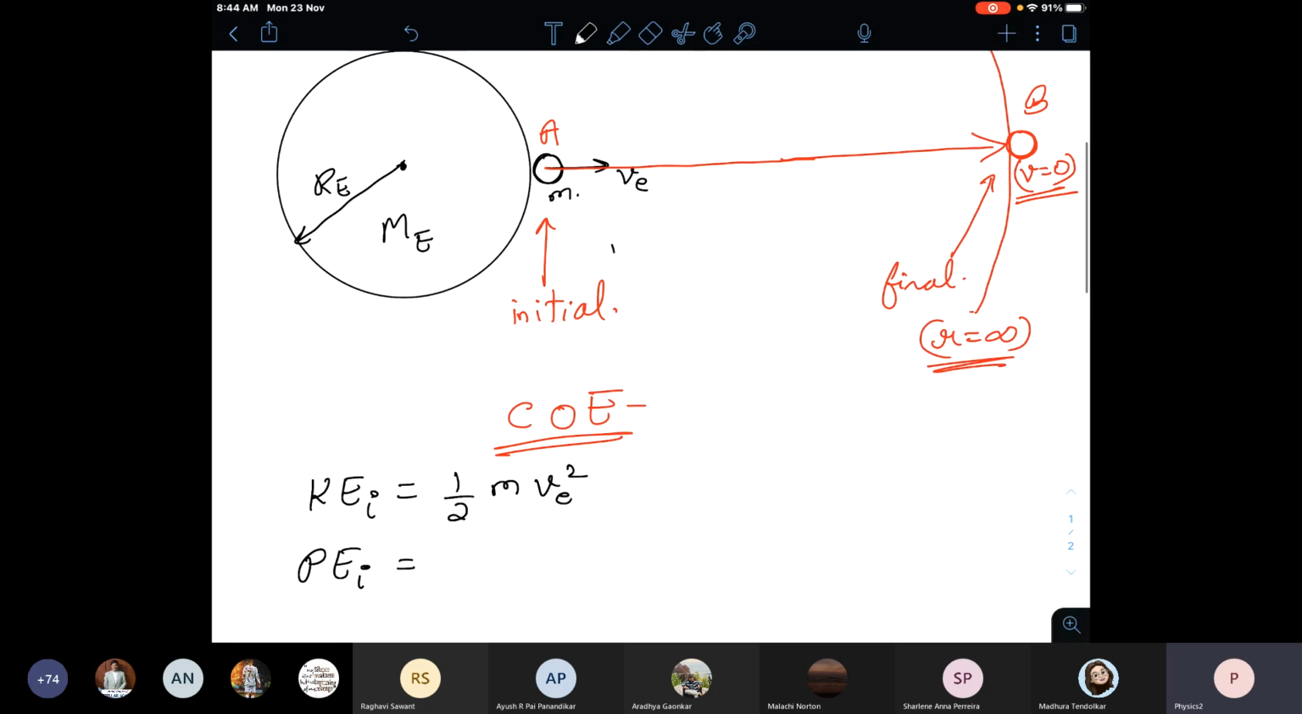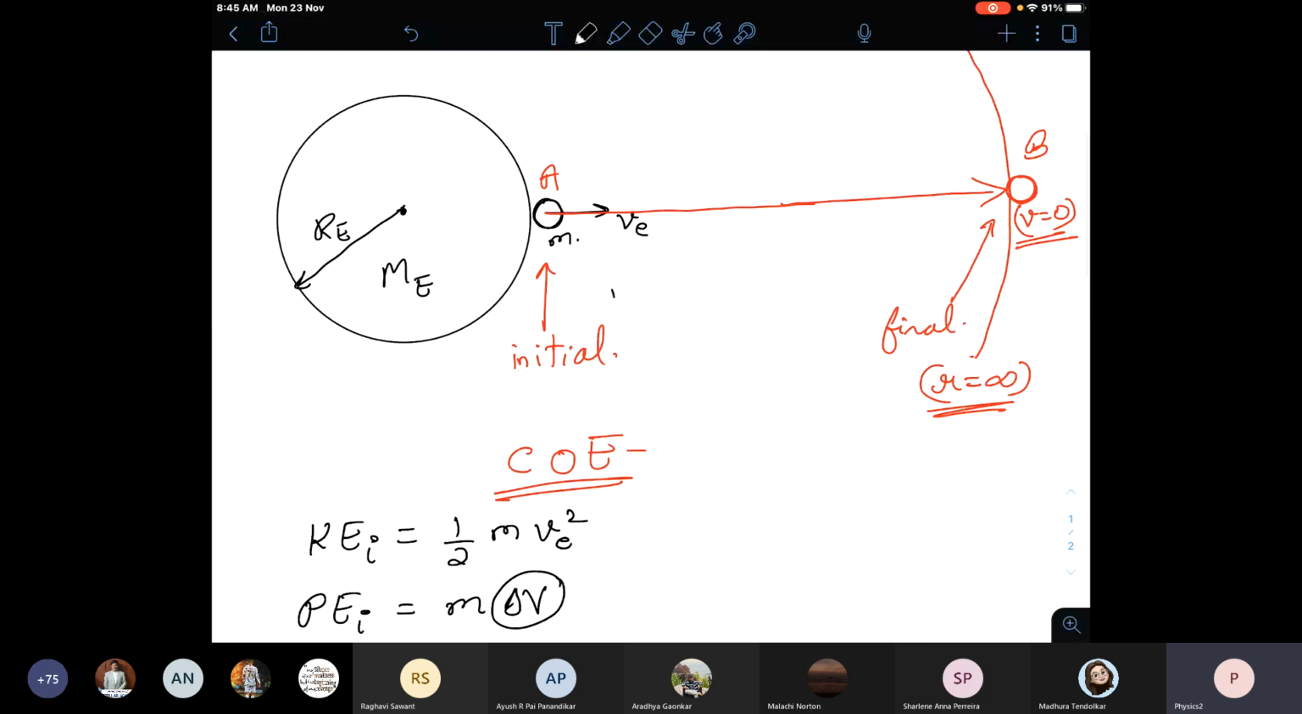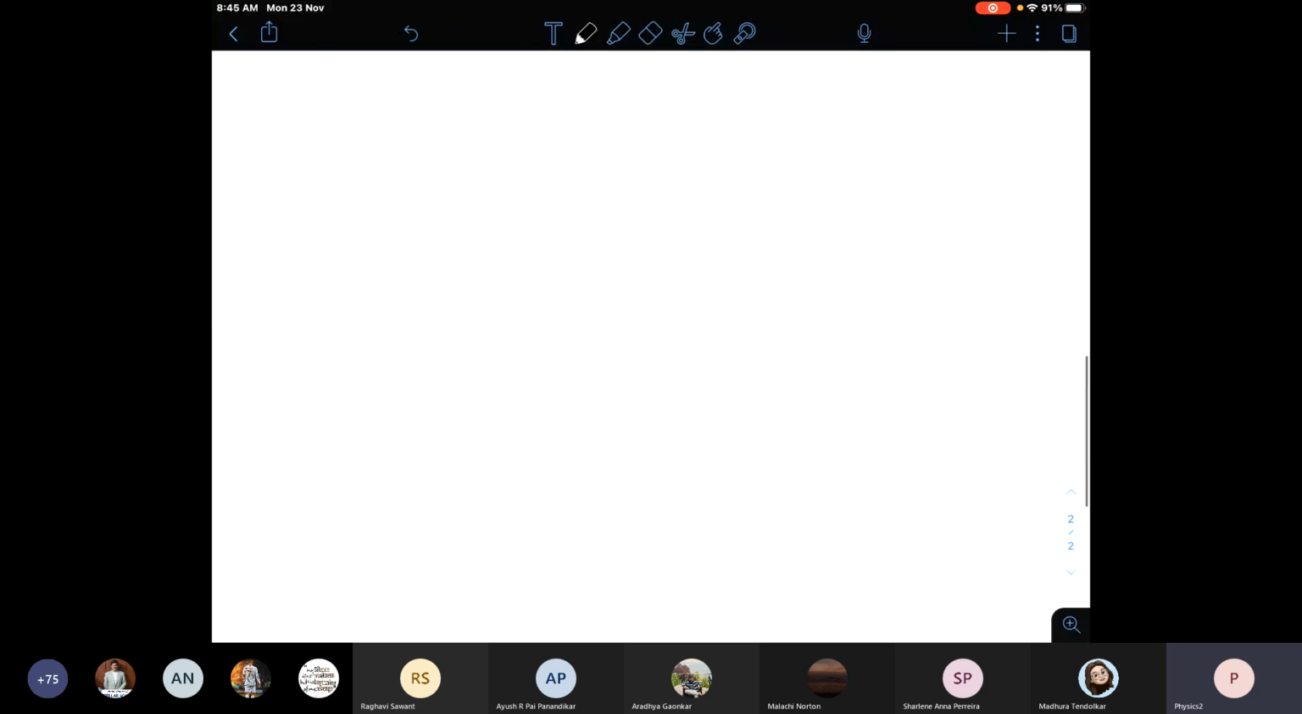So if it is on the surface of Earth, let it be any point. You can write the potential energy of small m mass as m into delta V. You must have defined potential energy like this in work power energy: m delta V. So now see, what is the potential at a point due to Earth?